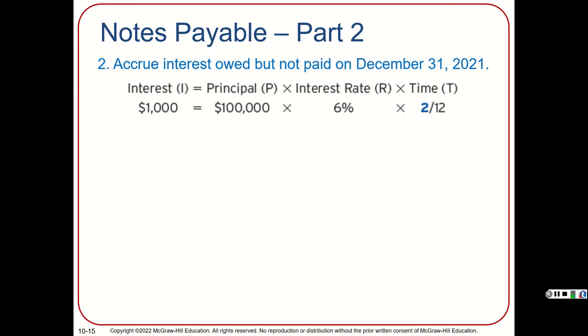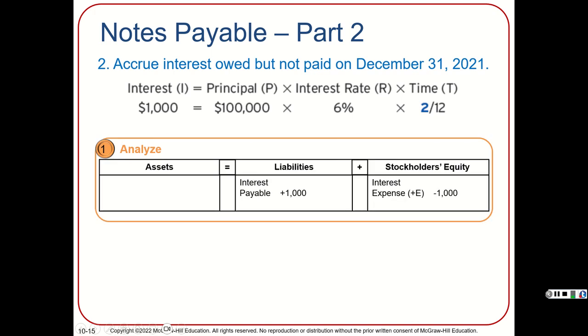Now, part 2, calculating the interest for 2 months. We have the interest, which is $1,000. I'm sorry. Yes, interest is $1,000 per month, and the way we determine that, we take the $100,000 times the 6% to get the $6,000 times 2/12, meaning this 2 represents the 2 months of interest that we need to accrue at the end of the year. So the interest payable is $1,000.